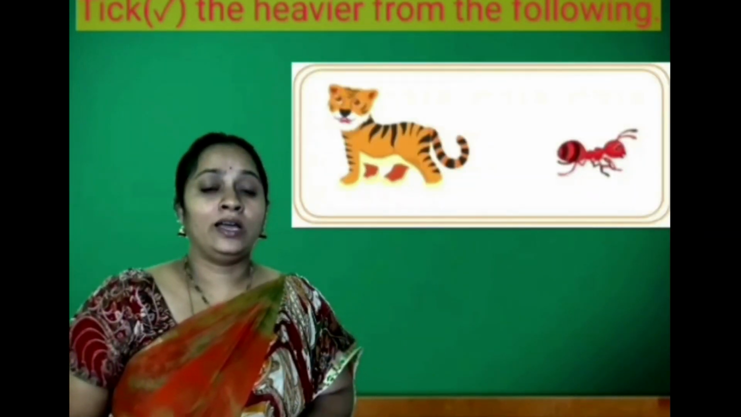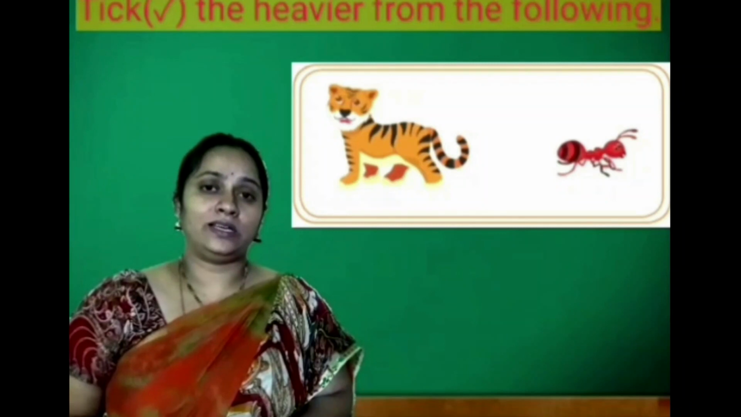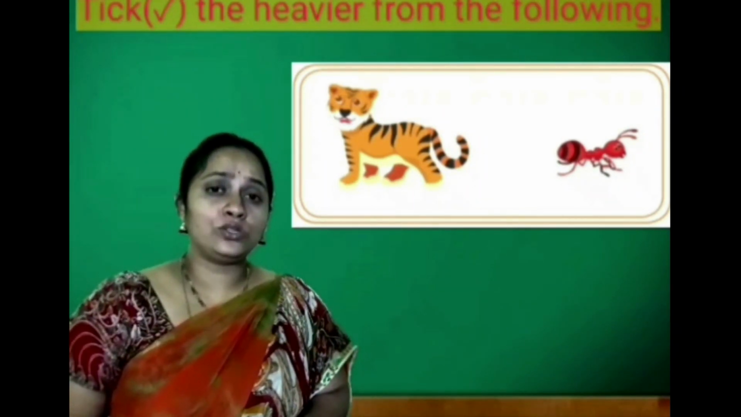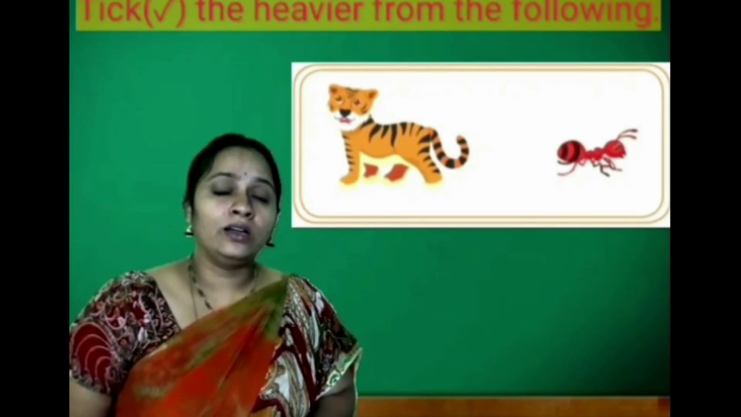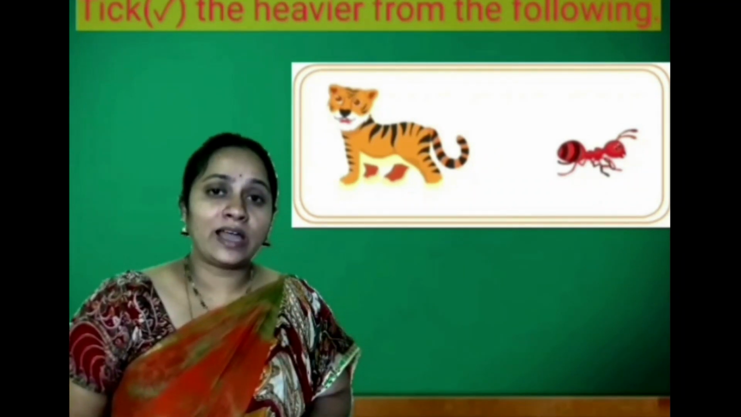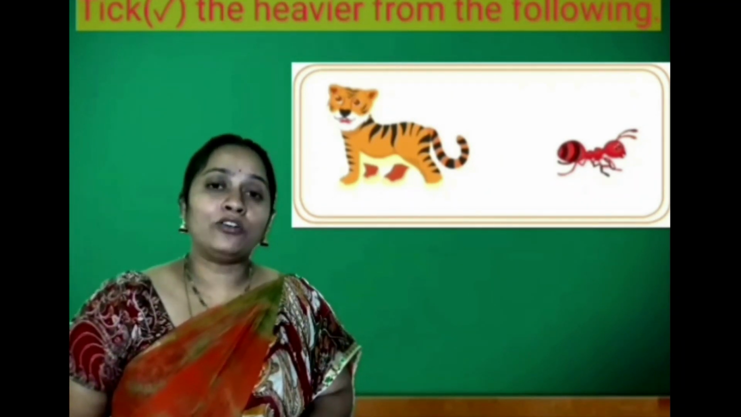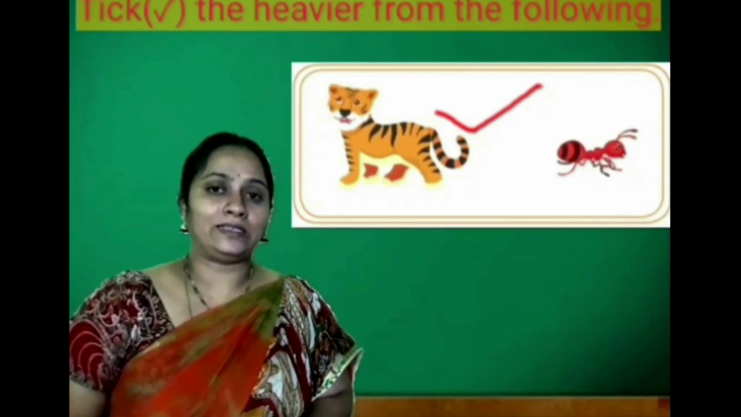Now coming to the second one. There they have given a cat and an ant in the second box. So, in these two, which one is heavier? Yes, the cat is heavier than an ant. So, we have to put a right mark upon the cat.